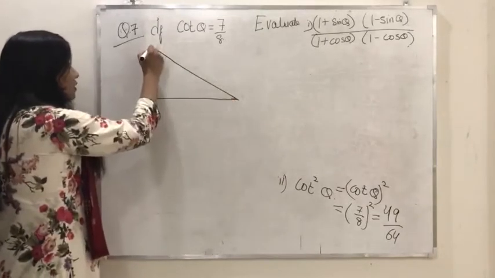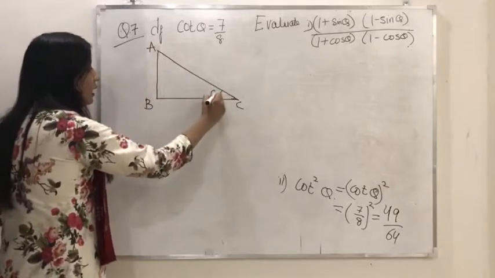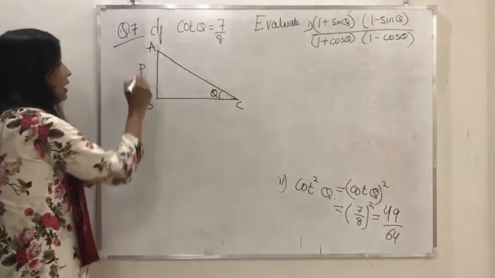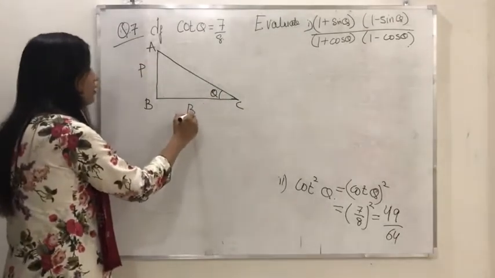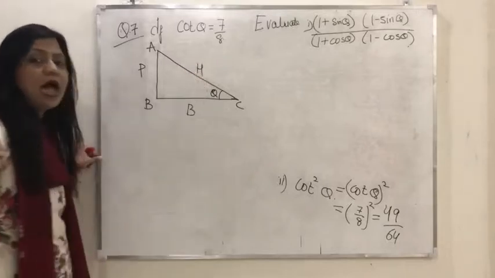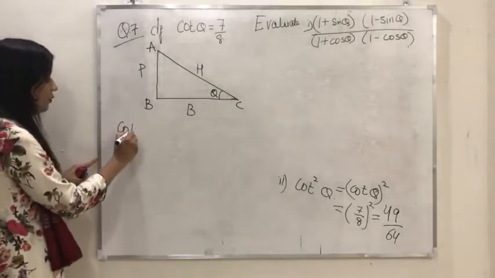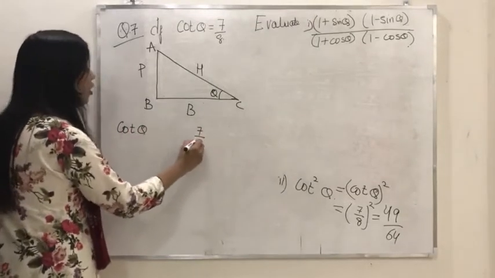So suppose this is my triangle ABC. This is my theta. The side opposite to theta is my perpendicular. The side adjacent to theta is my base. And this is my hypotenuse. What is given to me? Cot theta. The value of cot theta is 7 upon 8.